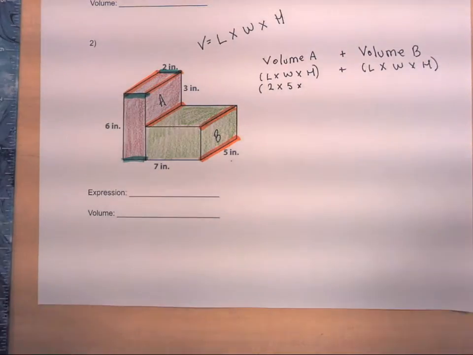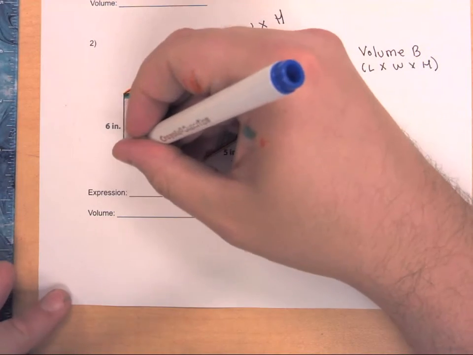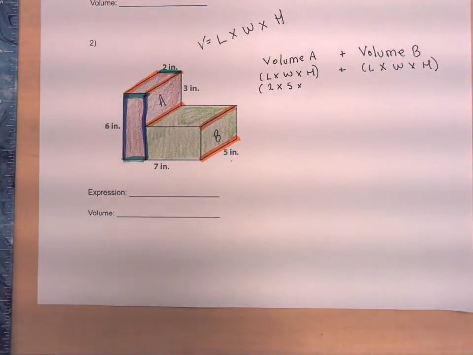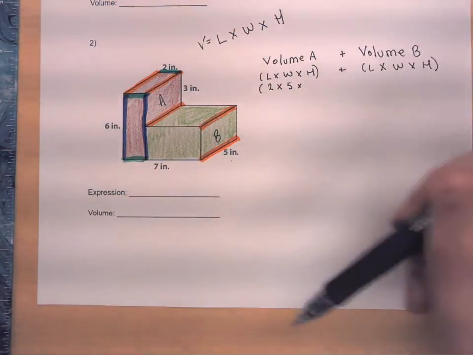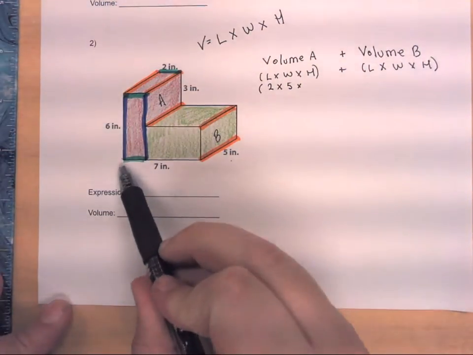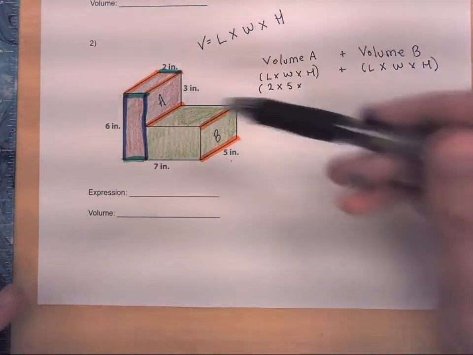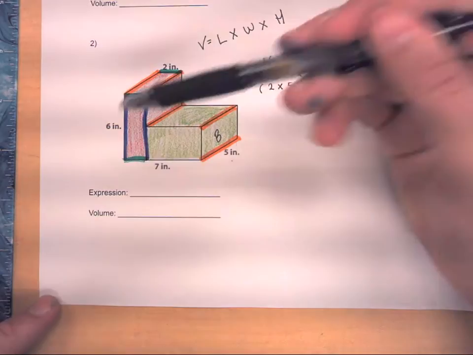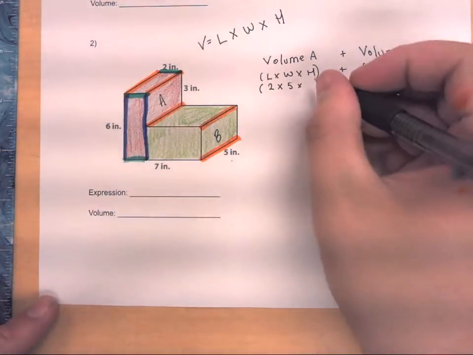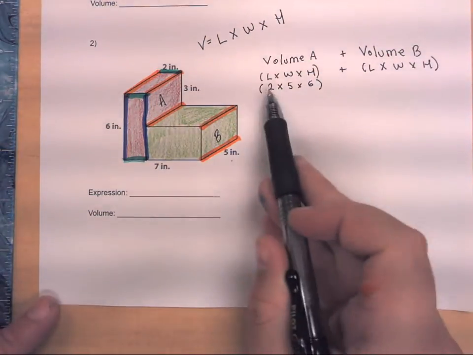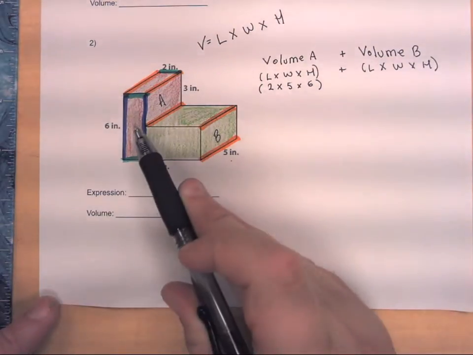Now the height, as I mentioned previously, is going to be more that up and down type measure. So it's measuring the distance from the base of the figure to the top. And luckily this is nicely labeled, and we see the height is 6 inches. So we have an expression here for the volume of prism A.